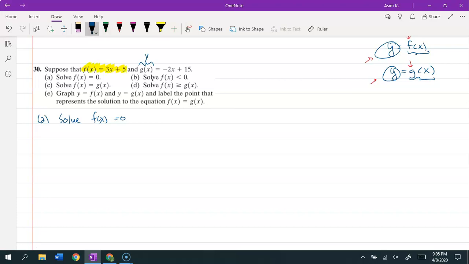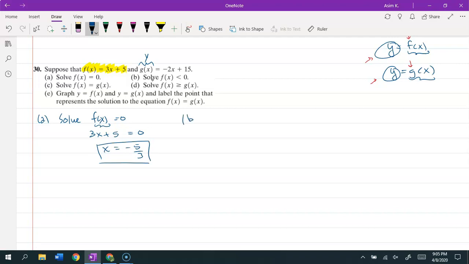It's a lot simpler than it looks. So if f of x is equal to 3x plus 5, all you do is you solve 3x plus 5 equal to 0. That's all that stands for. And so you'll end up with x is equal to negative 5/3. And it's just a matter of notation. That's why I'm going through these with you guys.